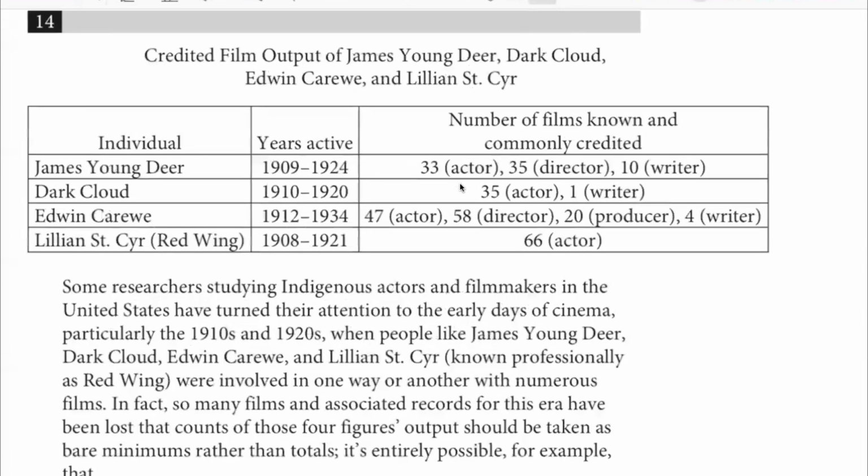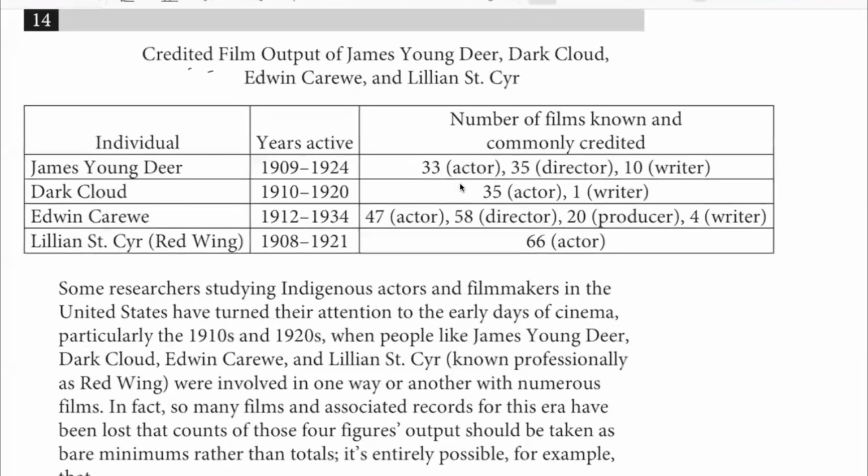Okay, so what do we have? Credited film output of these different folks. James Young Deere, Dark Cloud, Eden, Carey, Lillian, Saint Sir, all these different folks. Okay, when were they active? During these years. Okay, and film output, so number of films.